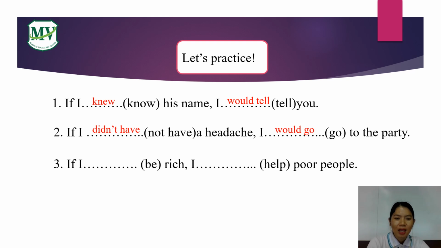Number 3. If I be rich, comma, I help poor people. 5 seconds. Go. The answer is, if I were rich, I would help poor people. Let's read together. If I were rich, I would help poor people.